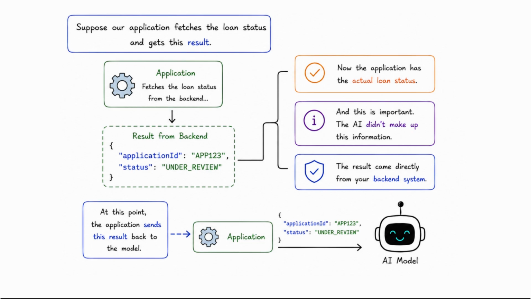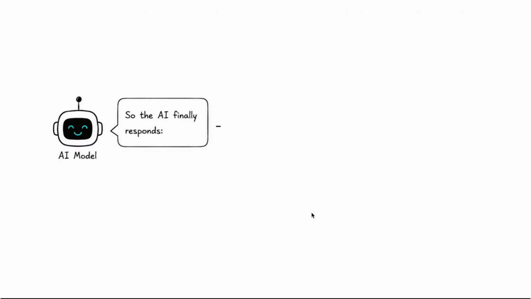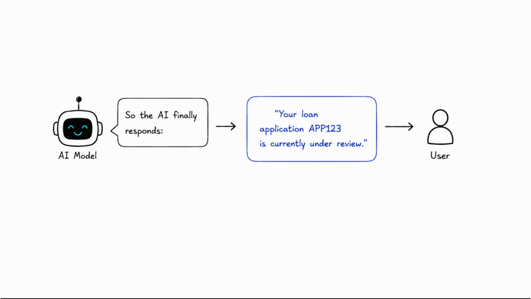Suppose our application fetches the loan status and gets this result. Now the application has the actual loan status, and this is important. The AI did not make up this information. The result came directly from your backend system. At this point, the application sends this result back to the model. So the AI finally responds: your loan application with application ID app123 is currently under review.